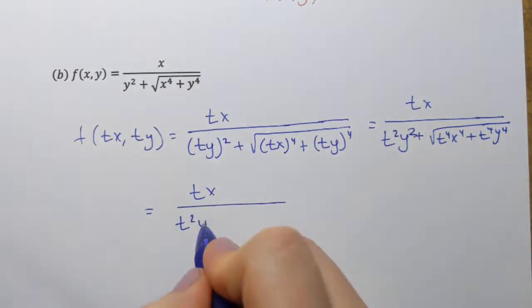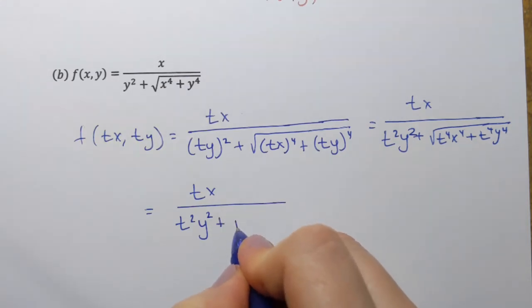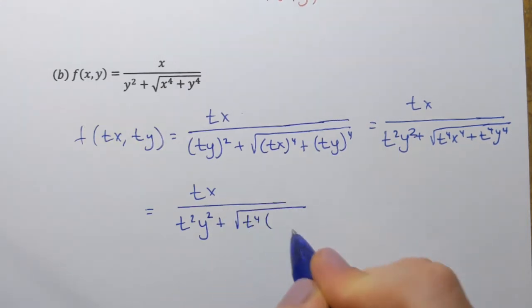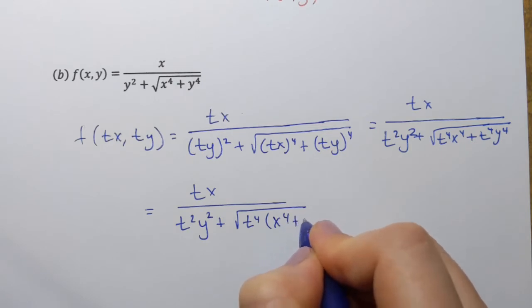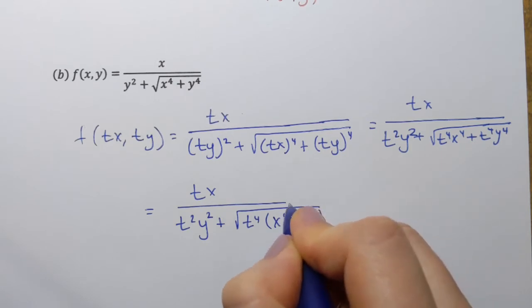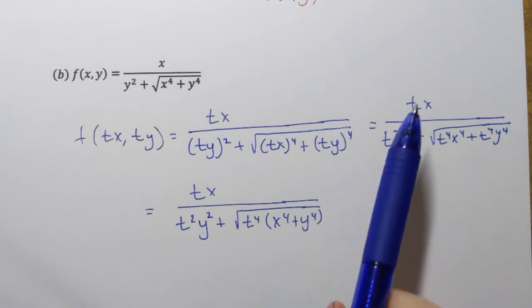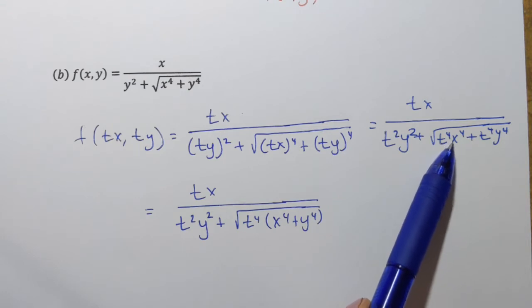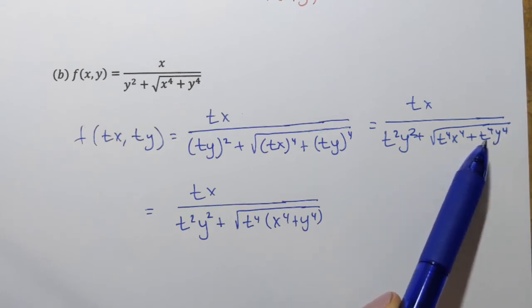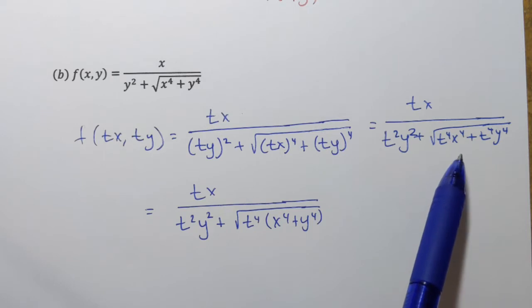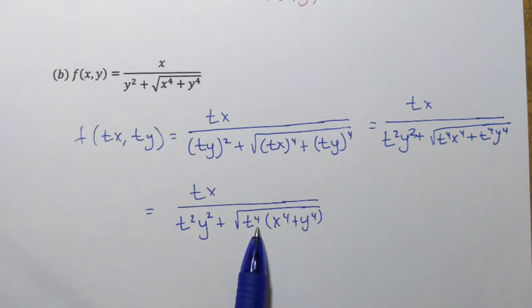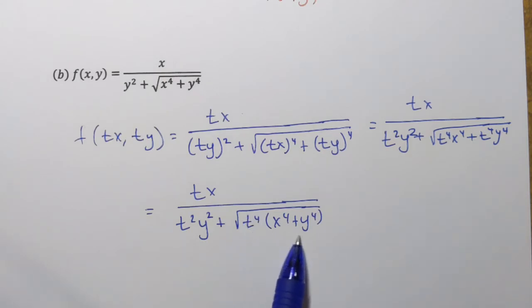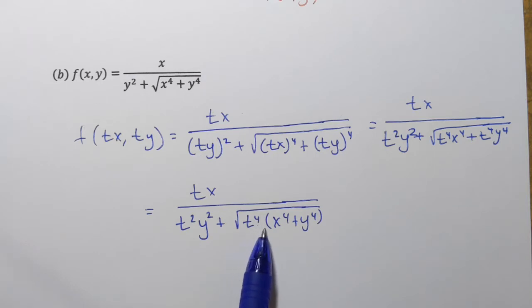Forgot square here. Squared. Okay, inside the radical I have t to the fourth power and then x to the fourth plus y to the fourth. Don't forget that when we have a sum or difference inside the radical, we cannot apply the square root to each term, right? But now as I factored out t to the fourth power, it's not a sum, it's a product. It's t to the fourth times the sum. And we can split up the radical over the product.